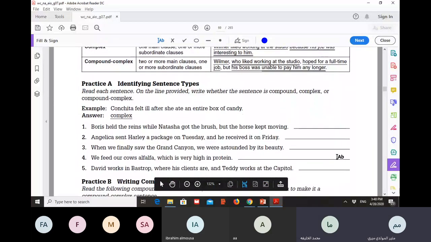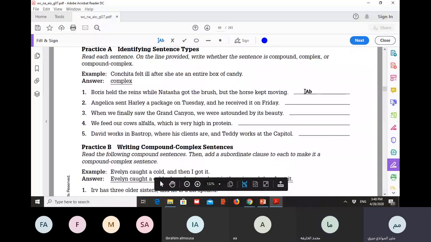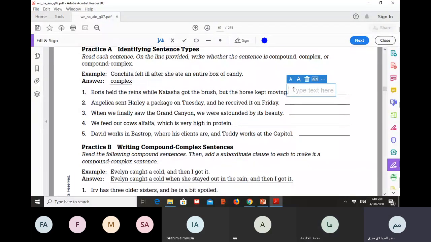Okay. So the first one, we said that it is a compound complex because we have "while Natasha got the bracket." This is a subordinating clause, or the subordinate clause. And we have "but the horse kept moving." This is another main clause that is introduced by a coordinating conjunction, "but." So it is a compound complex sentence.